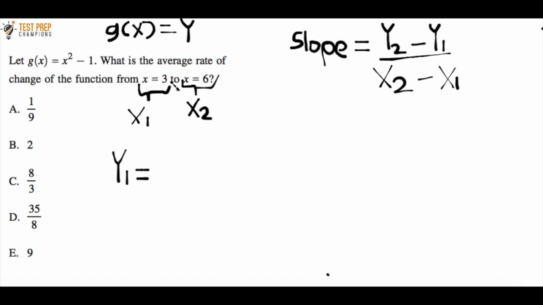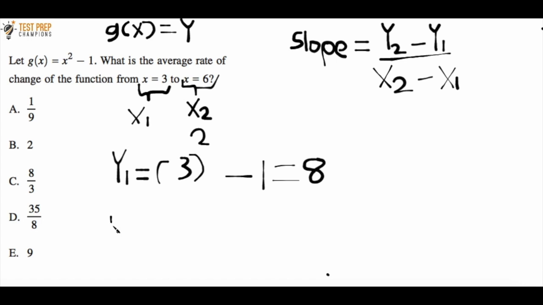So for y1, let's take this x1, which is 3, and plug it into the formula in place of x. So instead of x squared minus 1, I'm going to do 3 squared minus 1. 3 squared is equal to 9. 9 minus 1 is equal to 8. So y1 equals 8. Okay?